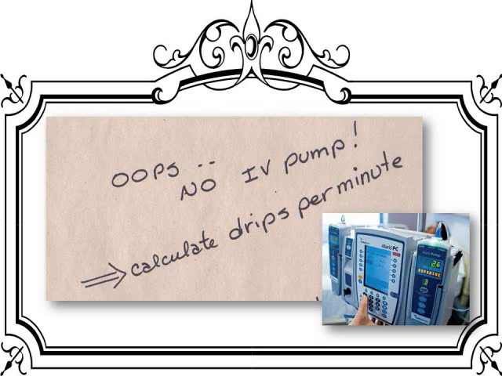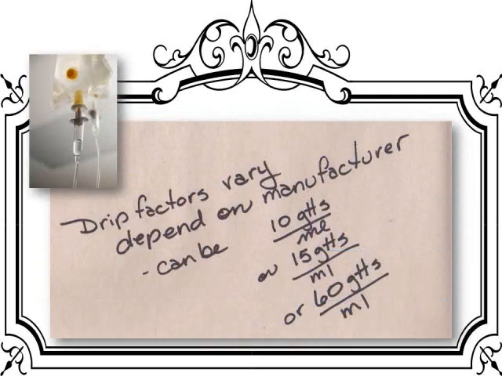Oops, we don't have an IV pump. With an IV pump, we could just calculate that rate in, but we don't have one. So we're going to have to figure out how many drops per minute we're giving, because we're going to stand there and count the drops in the drip chamber here. Now, these drip chambers have what we call drip factors, and they depend on the manufacturer. Sometimes there's 10 drips in a milliliter, sometimes there's 50, and sometimes there's 60 in a milliliter.